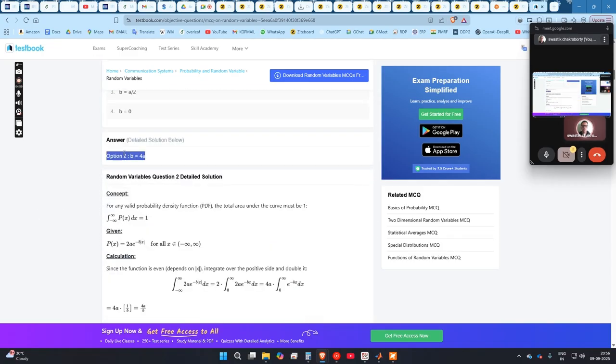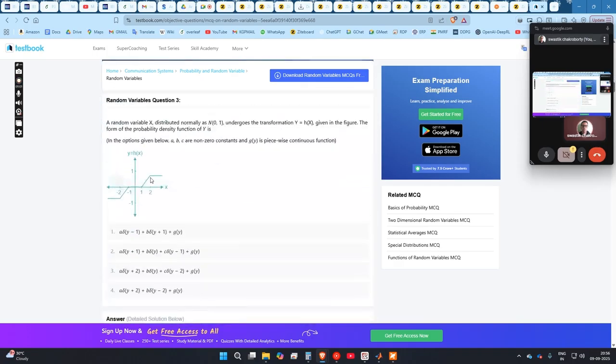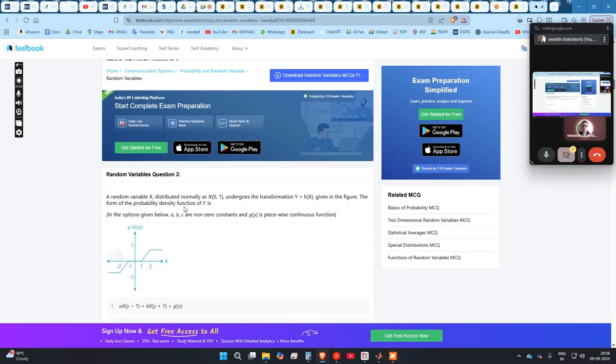The correct answer is option 2. Next, a random variable is distributed normally. So now we have come to another distribution which is known as the normal distribution.